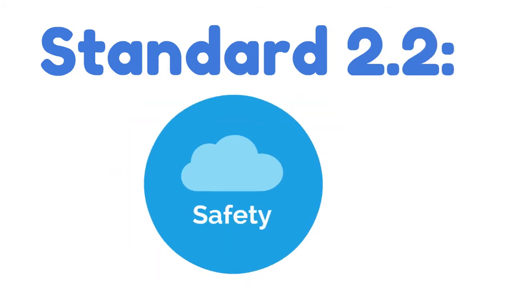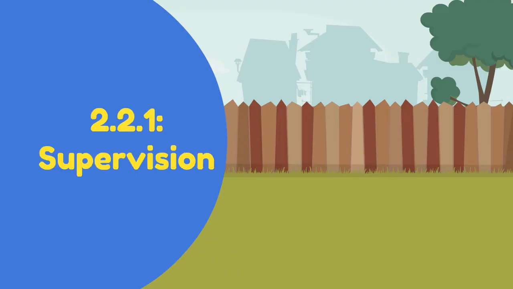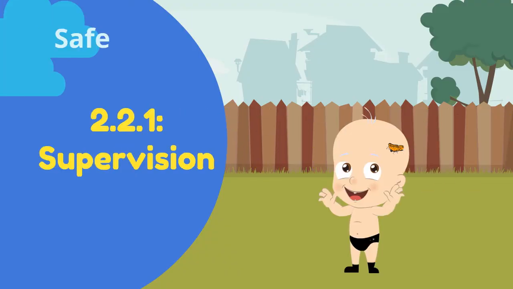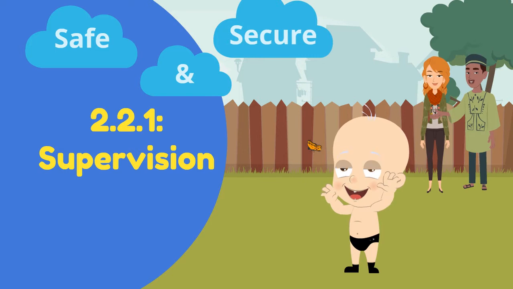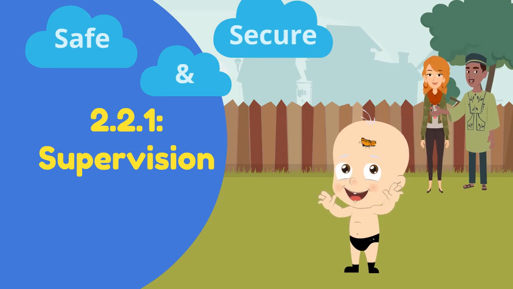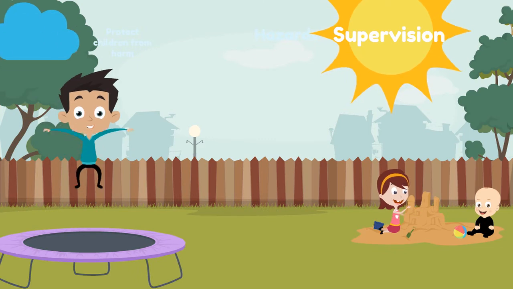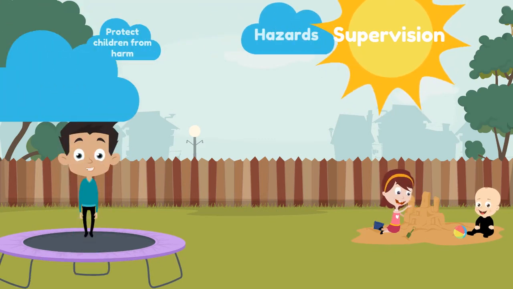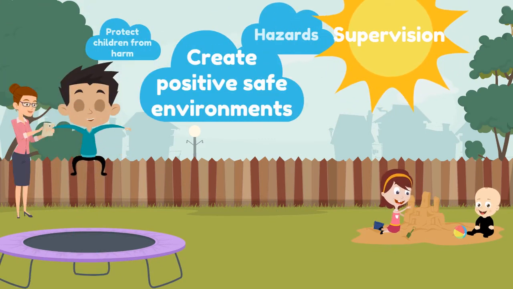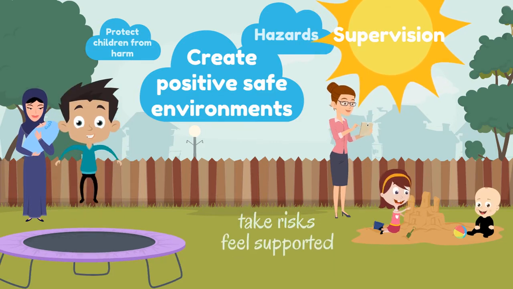Now let's look at the second standard of Quality Area 2, safety. An integral aspect of children's safety is supervision. In order for children to thrive, they need to feel safe and secure in their environment. Adequate supervision is integral to providing an environment that is responsive to the needs of each and every child. As educators, we need to ensure that we are constantly protecting children in our care from any hazards or harm that may arise from play, interactions with others and daily routines. In turn, we create an environment where children feel comfortable in taking risks and feel supported.